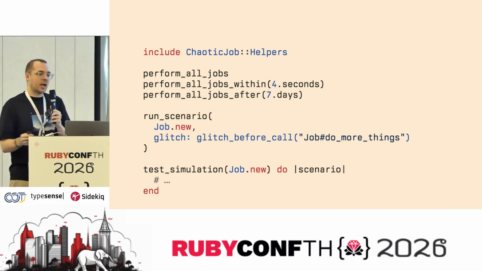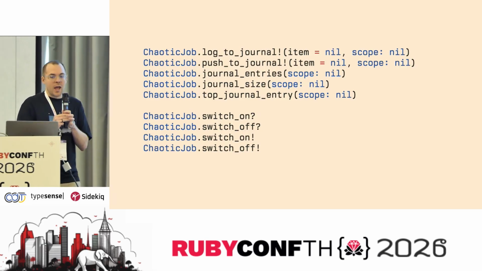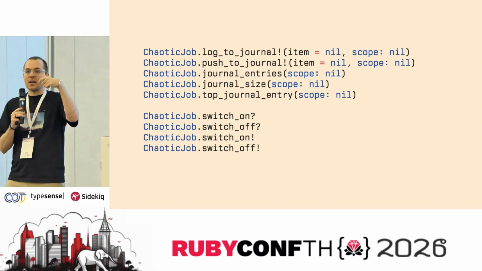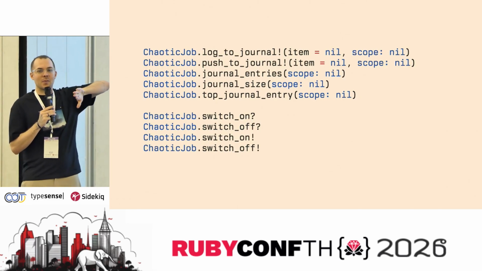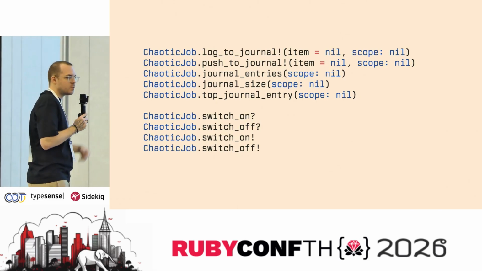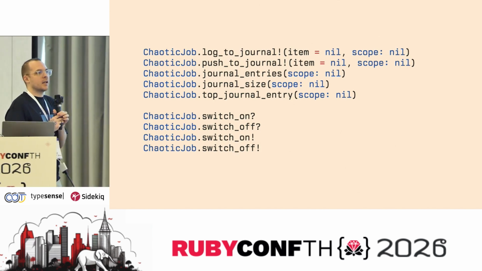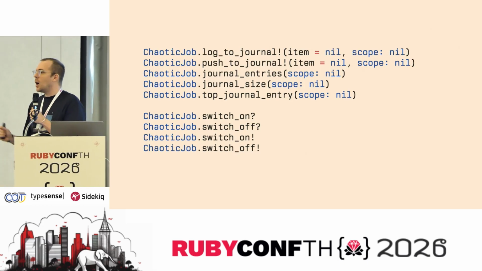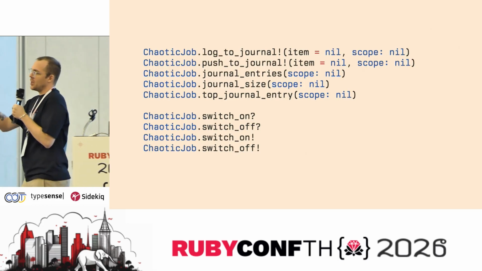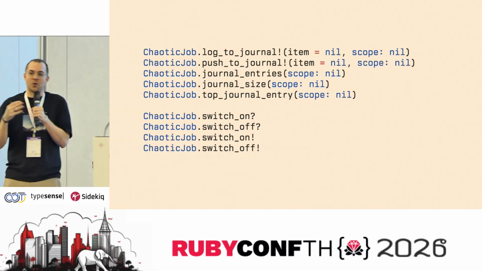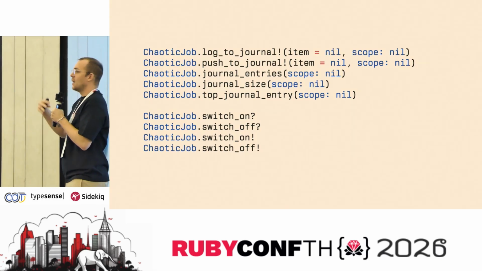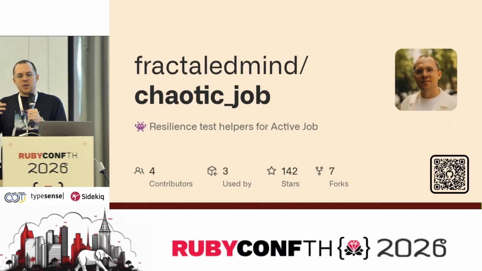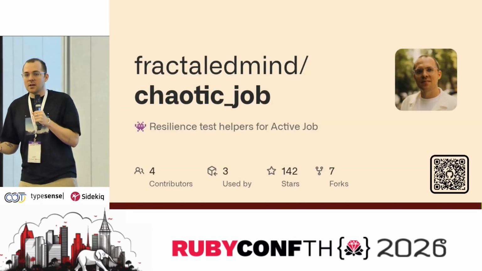There are other things that Chaotic Job provides. We have a journal. So if you need to just create a job and do something, just to write something that you can read later in your assertions, which is something I do all the time in some of my other gems that work with jobs. You also have a switch. Again, these things are useful when you're writing jobs in your tests in order to test, which you typically do if you're working on some utility or gem that enhances jobs. You can use these tools as well. And that is what Chaotic Job is.